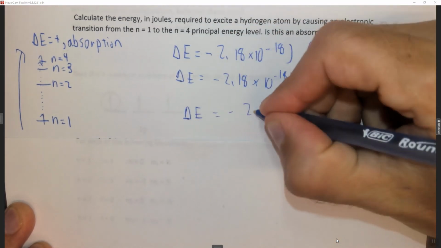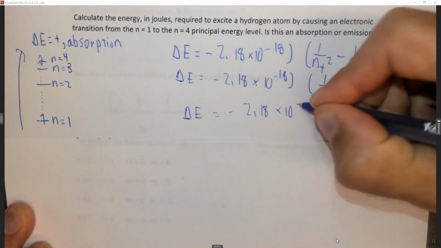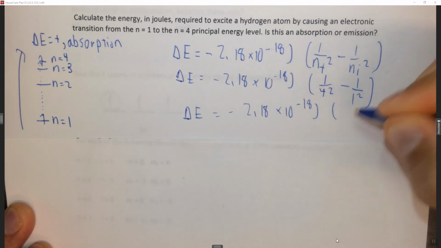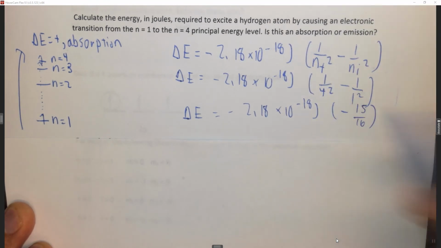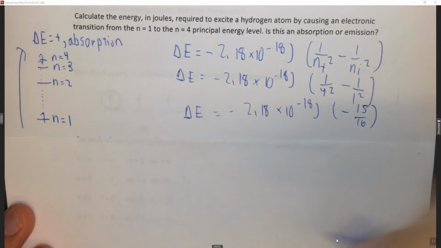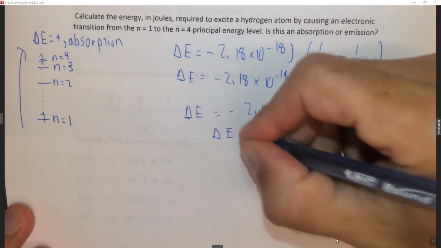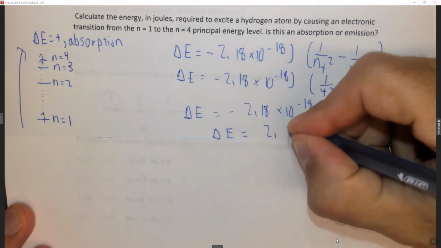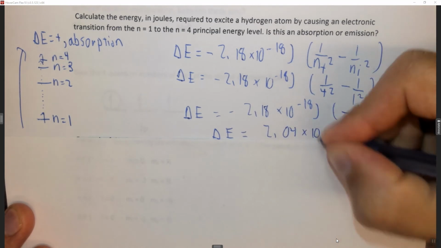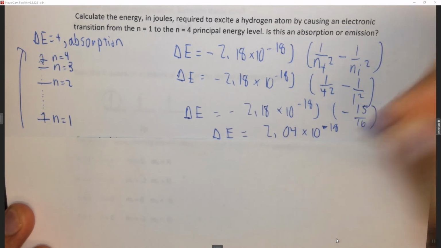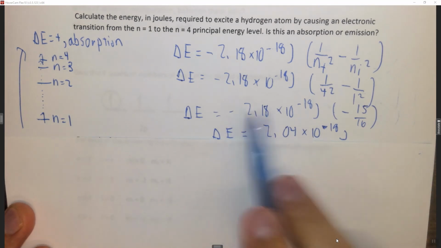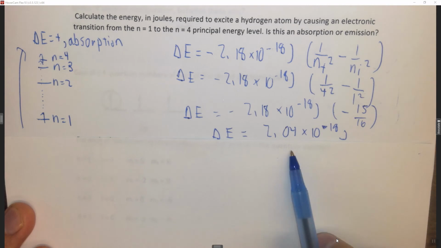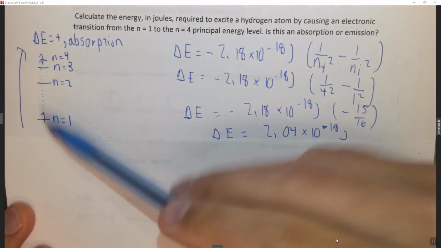and that is going to give you delta E equals negative 2.18 times 10 to the minus 18 joules times negative 15/16, which is 1/16 minus 1. When you do that math, you find that delta E equals 2.04 times 10 to the minus 18 joules. And this, again, is an absorption. And it is positive because we have a negative number times a negative number, so we get a positive. But it has to be positive because it's an absorption.